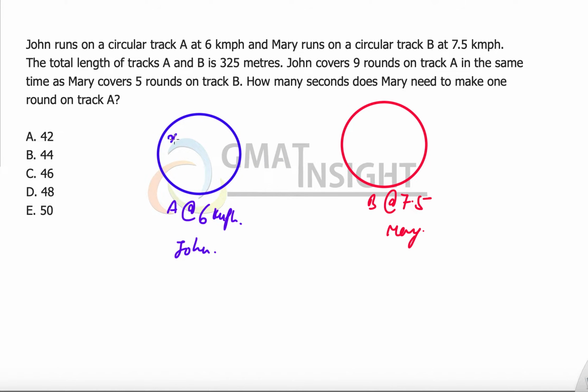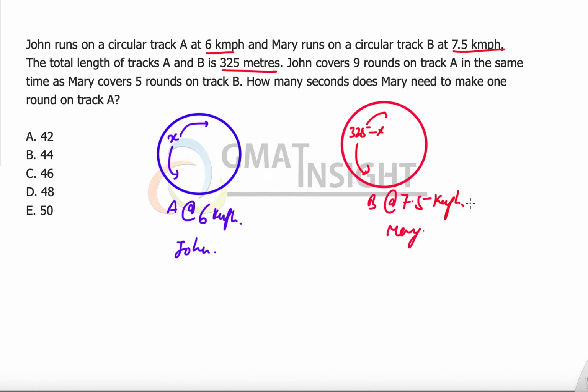So let's assume that the track has length x here, and the second track will have the length equal to 325 minus x meters. And understand one more thing here, this distance is given in meters while the speeds are in kilometers per hour. So I think it's desirable to convert the speeds into meters per second, because that's where I think we will have some convenience looking at meters.